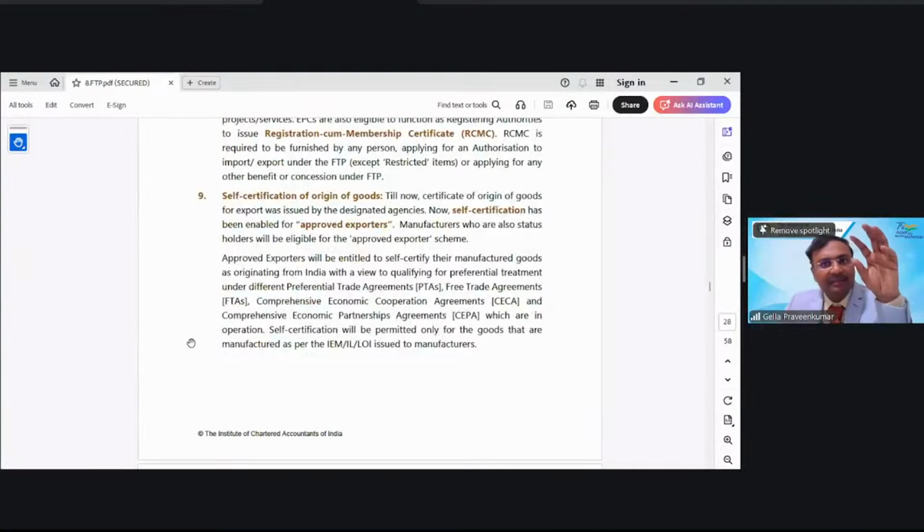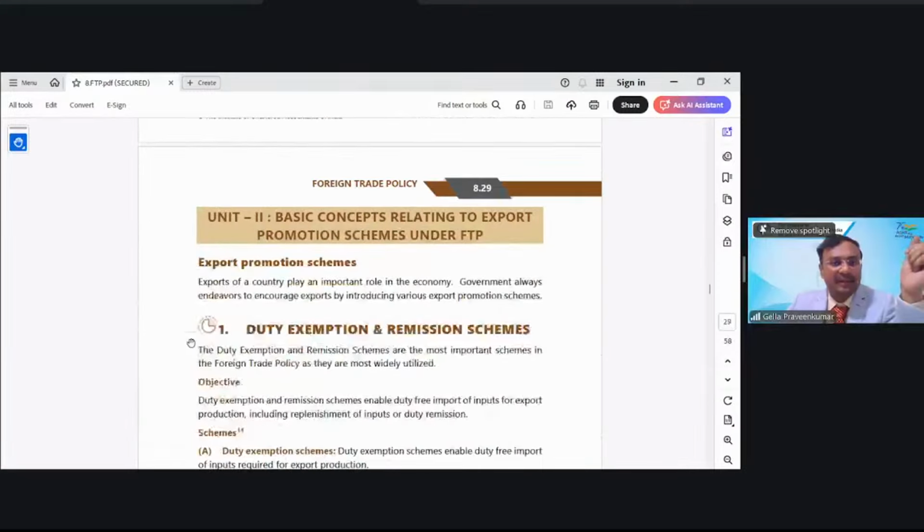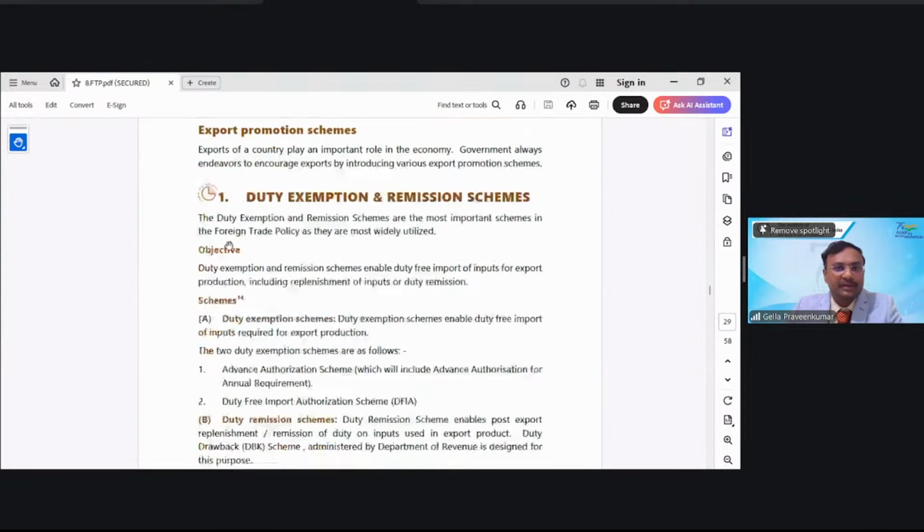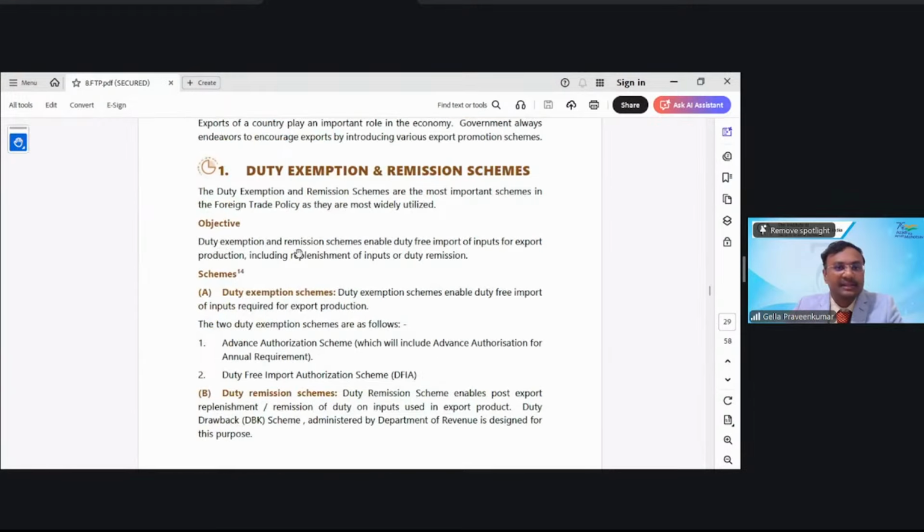Students, whatever basics you have studied, you have known, I'm not touching. What is relevant and important from examination point of view, I'm explaining. Next, the important topic called duty exemption, duty remission scheme. Export promotion schemes, duty exemption and duty remission scheme.